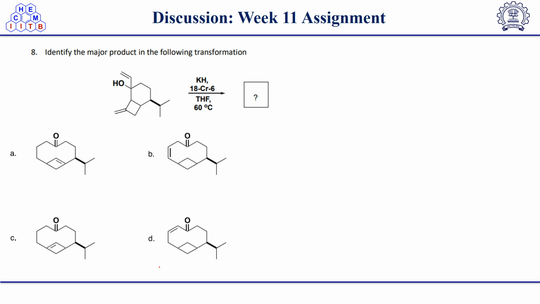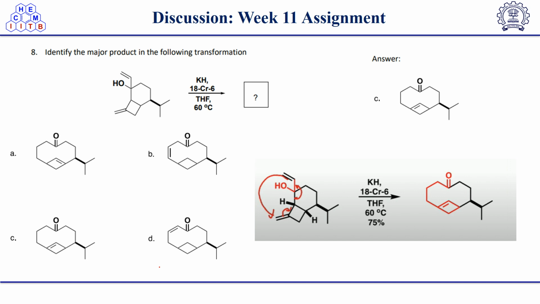So here the correct answer for this question is option C. As it is clear from here, what is happening is this particular alkene will attack at this center, and this bond will be migrated to here, and this bond will be migrated to here. So this will be happening.